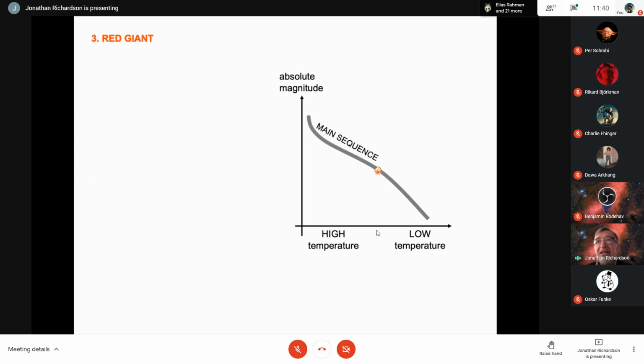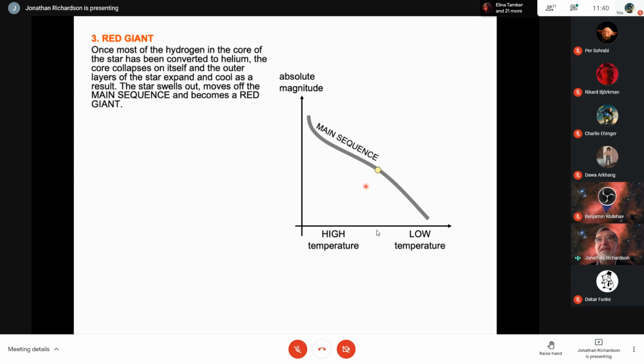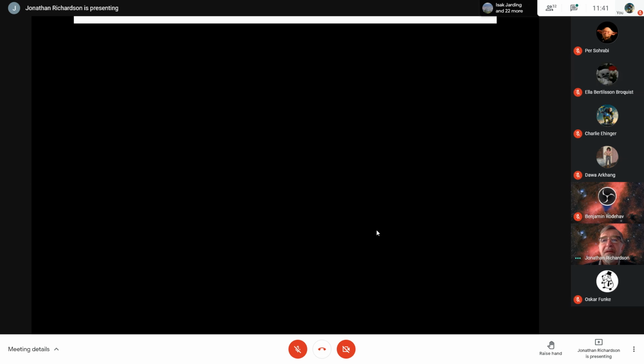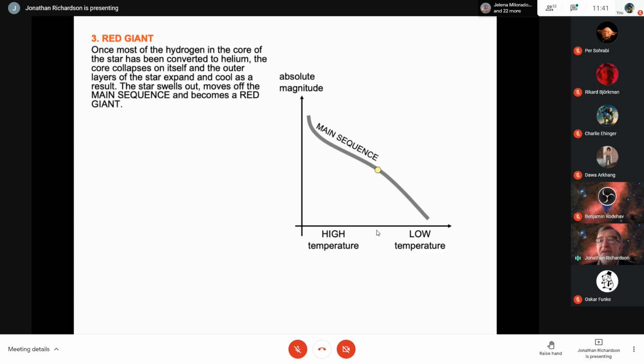As we continue through this cycle, we ultimately get to the end of the burning phase. So the core of the star has been converted into helium. The star collapses on itself and the outer layers of the star expand. So this is now the movement into the red giant phase.